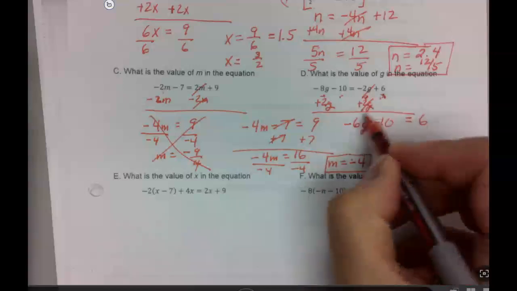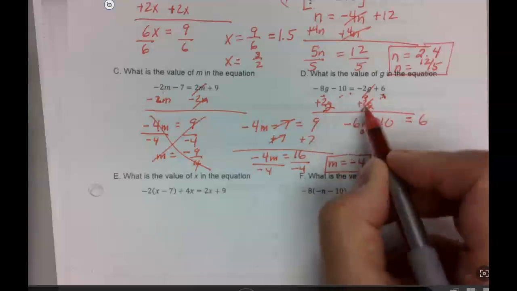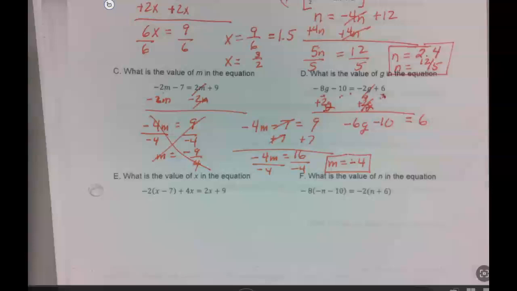So anybody, that's called the addition property of equality. Why is it equality? Because we have an equal sign. We added the same thing to both sides. Does that make sense? If I subtract from both sides, that would be the subtraction property of equality.